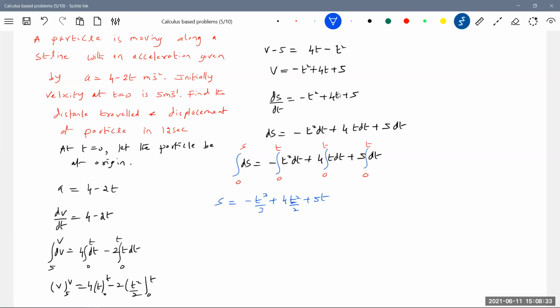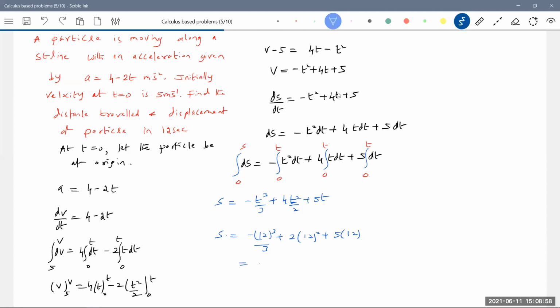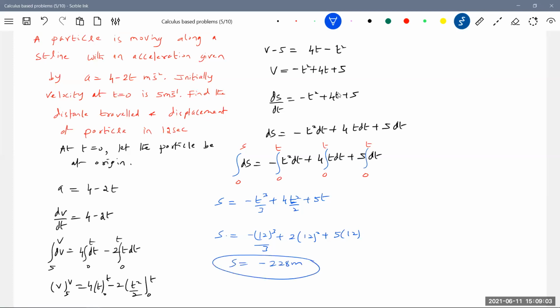The question is, find the displacement of the particle in 12 seconds. So we'll write minus 12 whole cube by 3 plus 4 into 12 square by 2 plus 5 into 12. So how much does this become? Almost everyone gave the answer, 228 meters. That's the displacement. There's no problem till here.